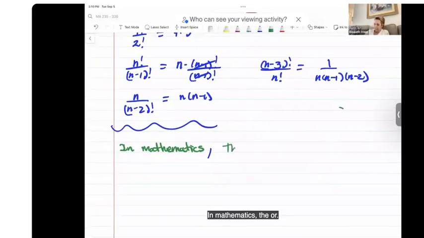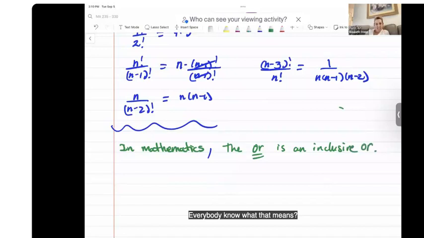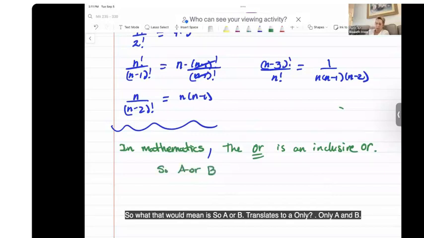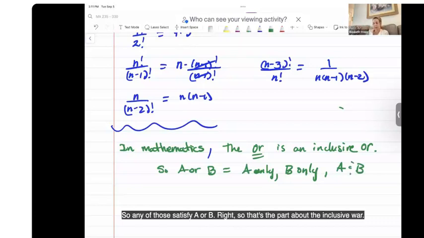In mathematics, the or is an inclusive or. Everybody know what that means? It's not really how we talk, but it is what you always assume in math unless otherwise stated. So A or B translates to A only, B only, A and B. Any of those satisfy A or B, right? So that's the part about the inclusive or.